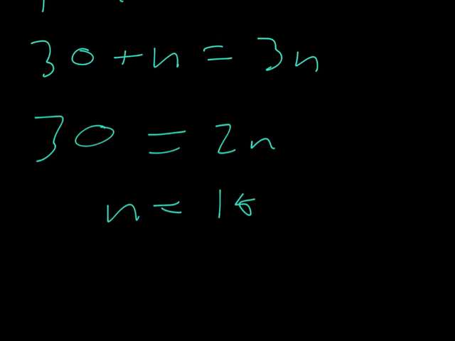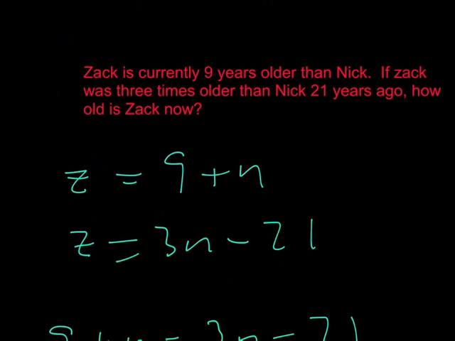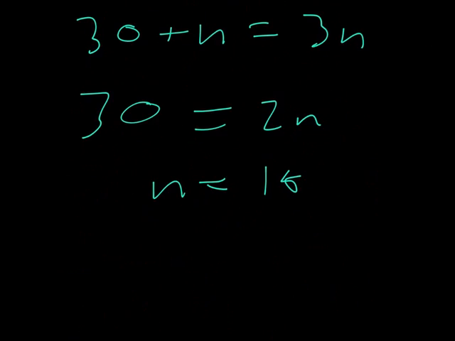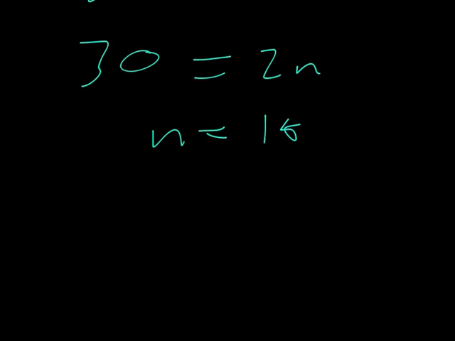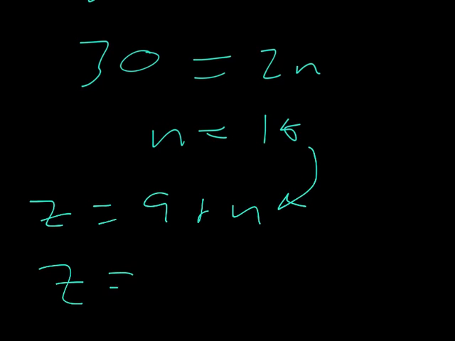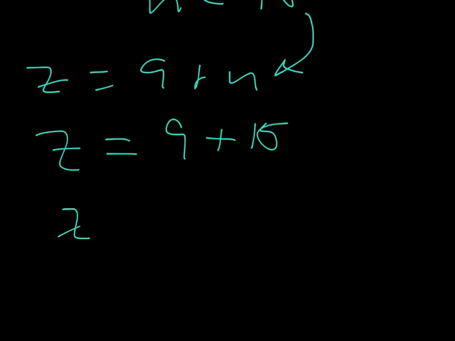But we're asked to find how old Zach is. So if we look at the first equation, it tells us that Zach is 9 years older than Nick. So what we can do is just plug that in. So Z equals 9 plus N. Now let's just plug in this 15 for N. So Zach equals 9 plus 15, which gives us that Zach is 24 years old.